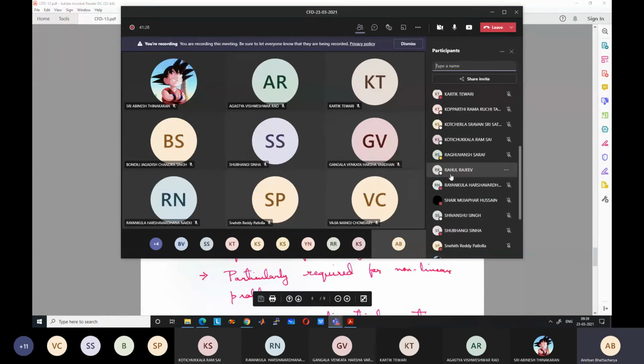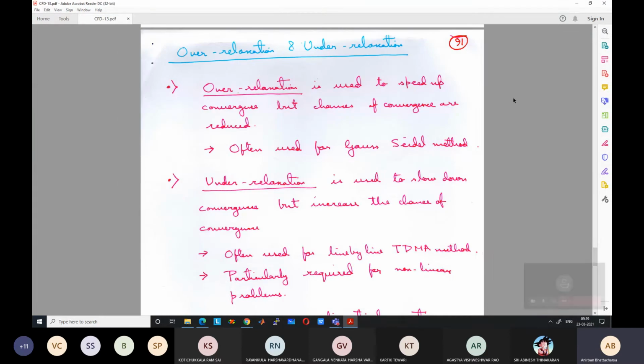So what is this relaxation thing? While solving the equation, sometimes we can decide to increase the rate of convergence, meaning whatever rate of convergence is given by the normal solution method, we can try to increase it further. Or we may try to decrease the rate of convergence. If we want to increase the rate of convergence, we use a factor known as the over relaxation factor. And if we want to decrease the rate of convergence, we use a factor known as the under relaxation factor.